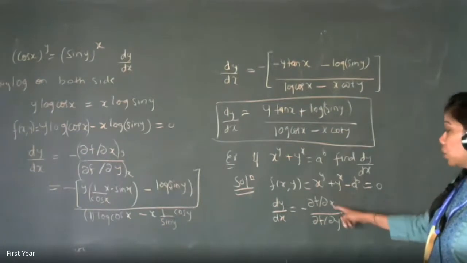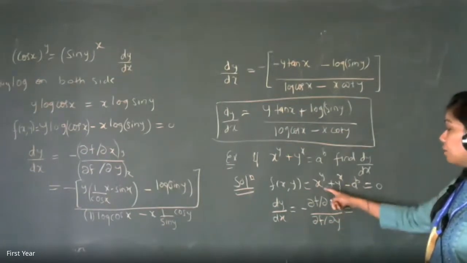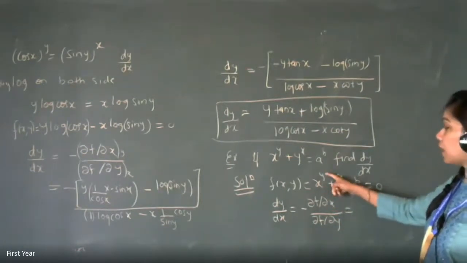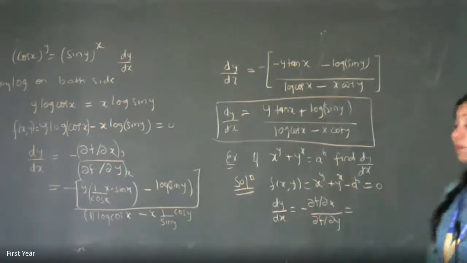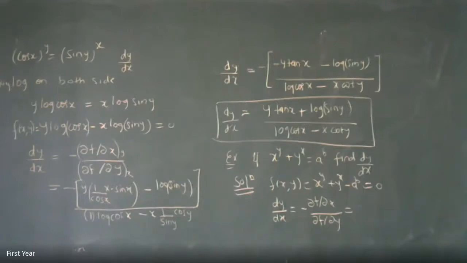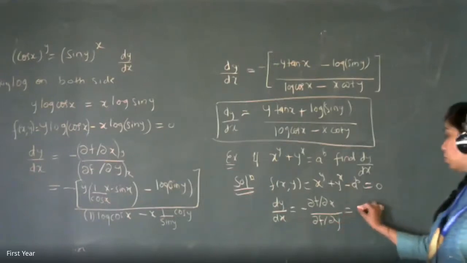What is the derivative of this function with respect to x, and what is the derivative of this function with respect to y? x raised to y, and x raised to y times log x. So log x and log y terms will remain. They won't become 0 or cancel out, so you will have those terms. Let me just tell you what the answer is.